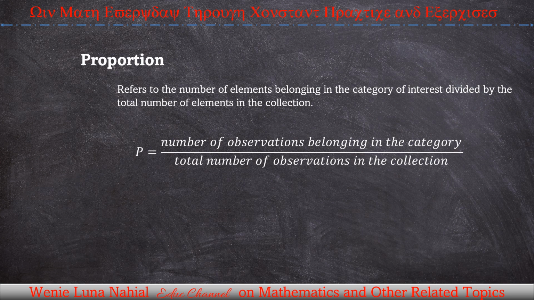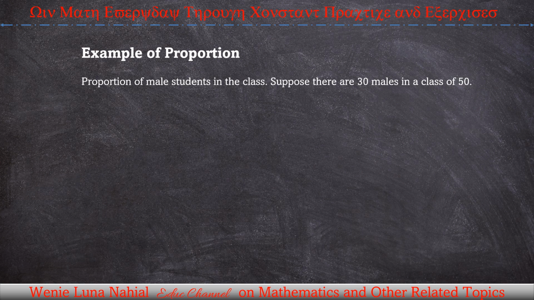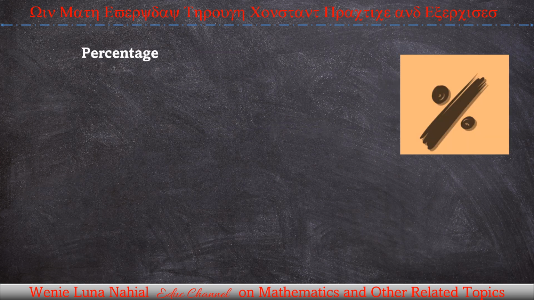So, proportion equals number of observations belonging in the category all over total number of observations in the collection. Example of proportion: proportion of male students in the class. Suppose there are 30 males in a class of 50. So proportion equals counts of male students in the class over counts of all the students in the class. So you have 30 over 50, or that is 0.6, or that is 60%.